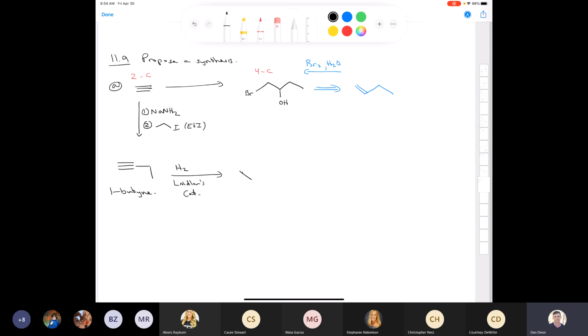There we go. We end up with 1-butene like that. And then in our last step, we're going to treat that with bromine in water. And there you go. We have a total of 1, 2, 3, 4 steps to complete the synthesis. So again, these are the kind of strategies that you want to take. Let's take a look at another one.